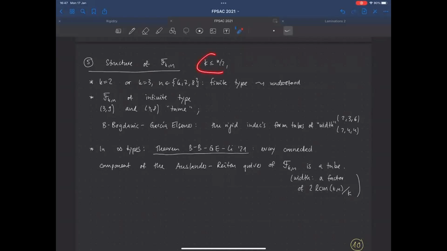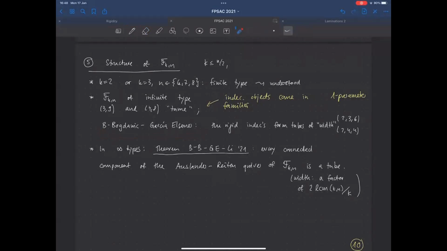So in all other types, F_{k,n} is of infinite type. The first non-finite ones are (3,9) and (4,8), which are tame, which means the indecomposable objects come in one-parameter families. And this can be described, how they look like. And we really know how they sit together, all the indecomposable objects in these cases.